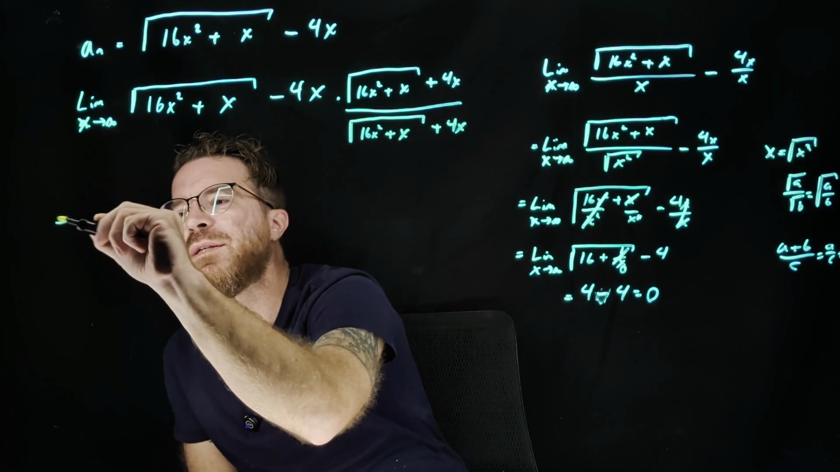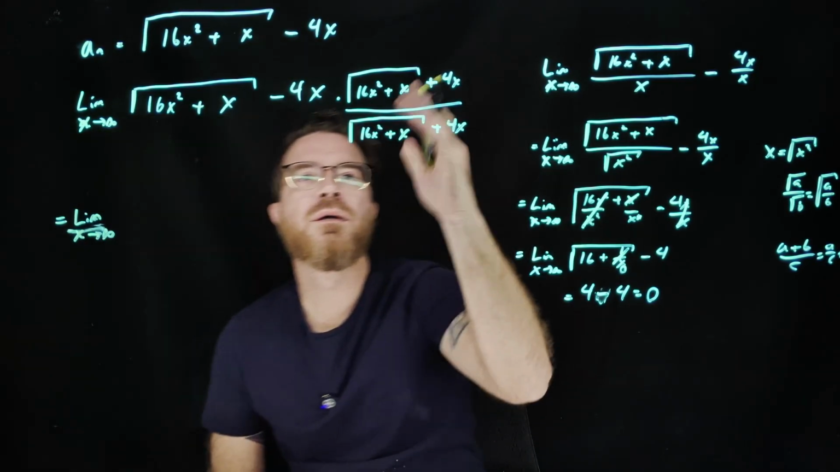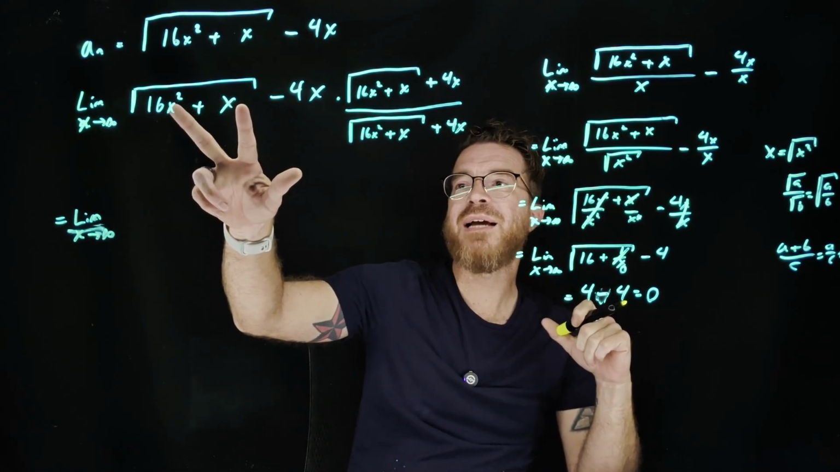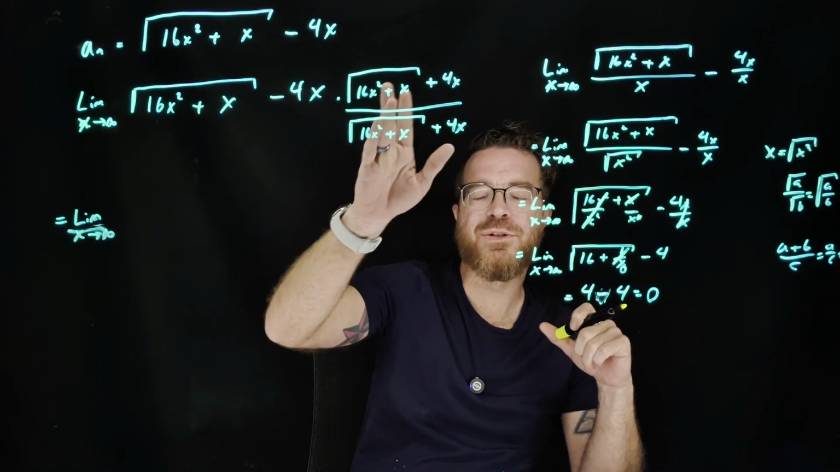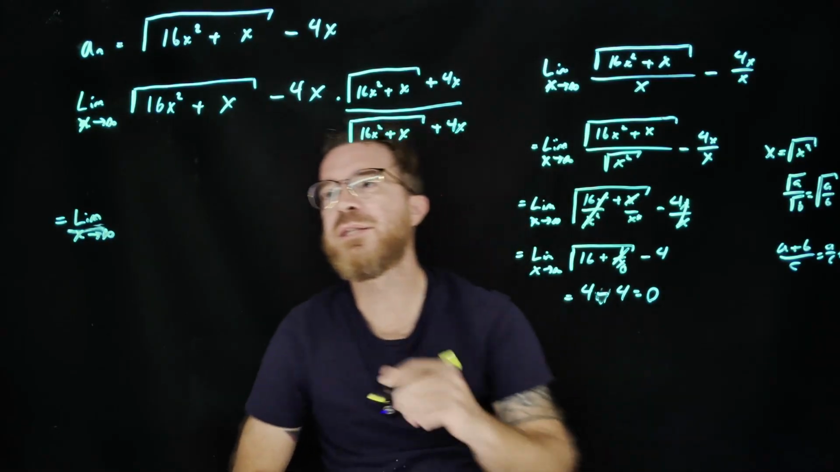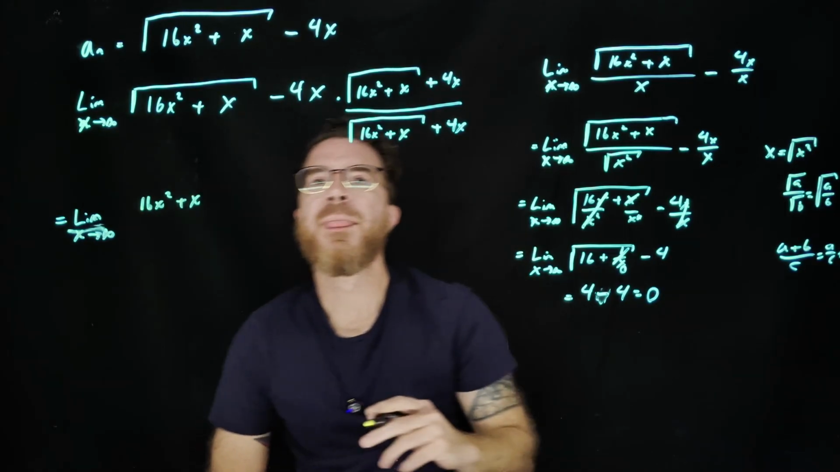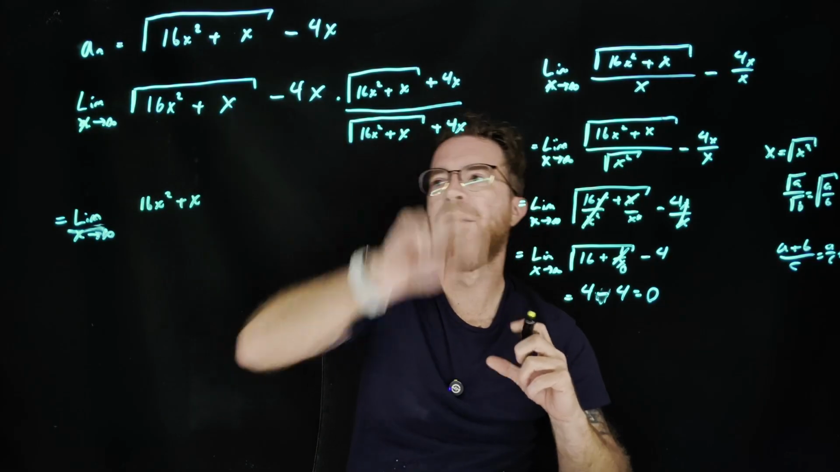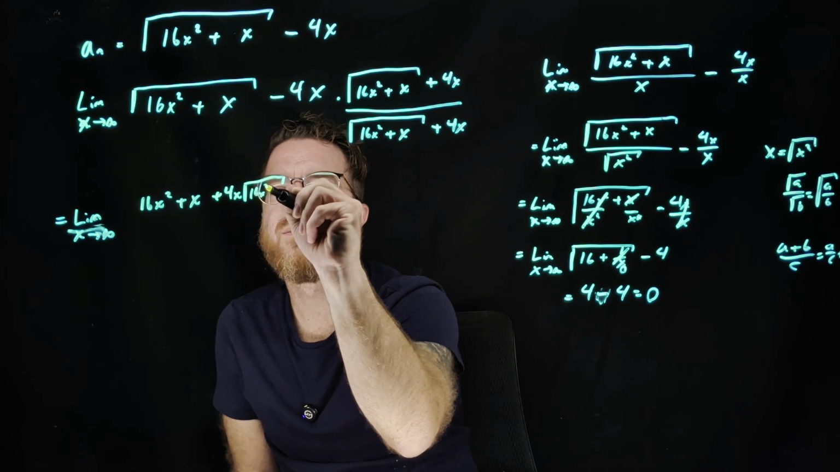So now when we do this, what's going to happen when we multiply out our terms? Well, we're going to have the square root of 16x squared plus x times the square root of 16x squared plus x. It's going to be this times this, the same term, so it's going to be a square of a square root. This is going to give us 16x squared plus x. Then we're going to do our outer terms, which is going to be plus 4x times the square root of 16x squared plus x.